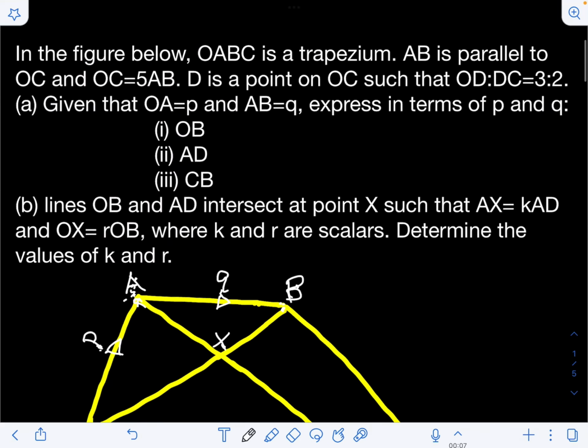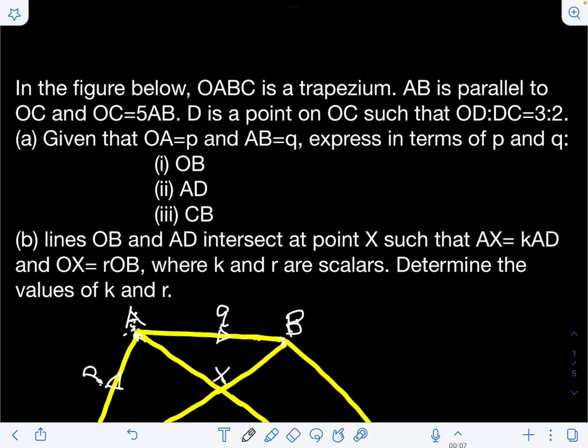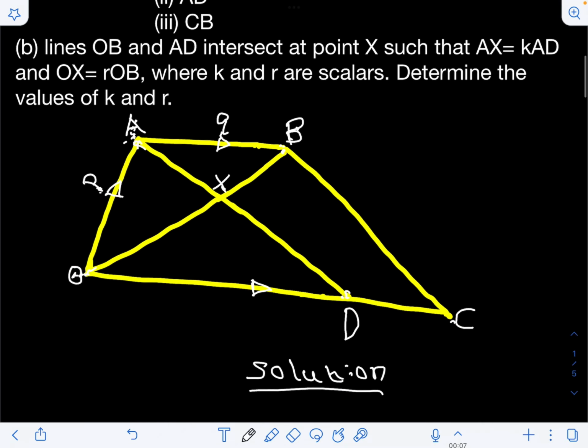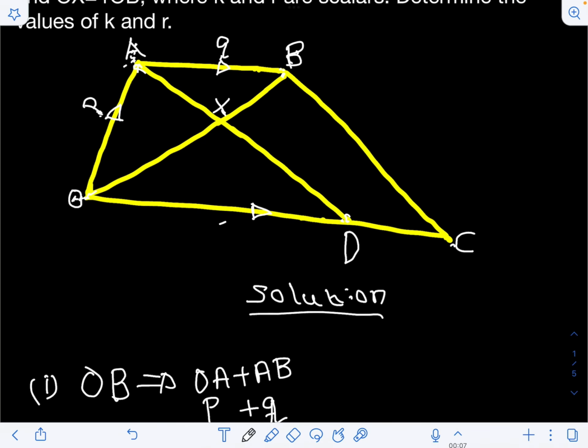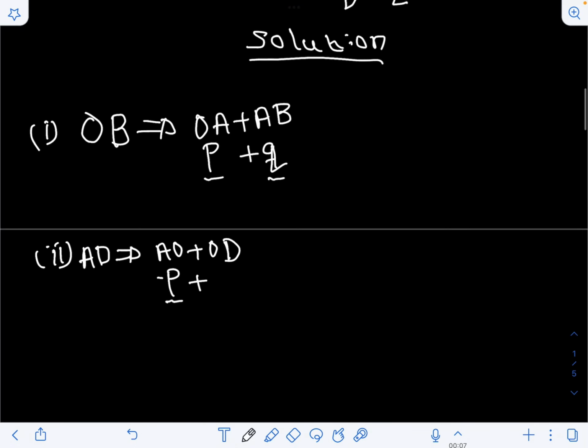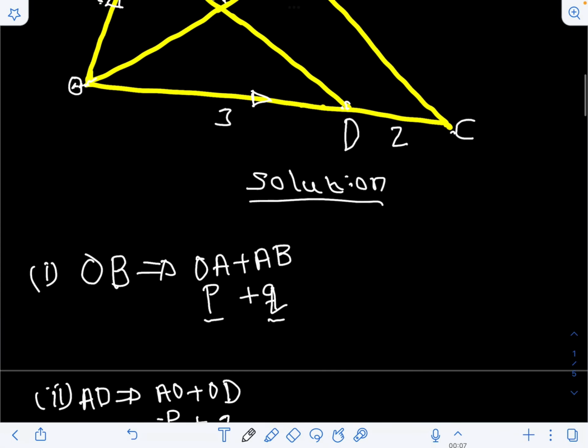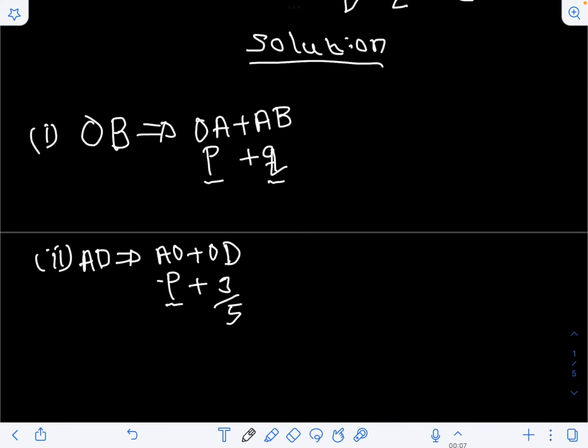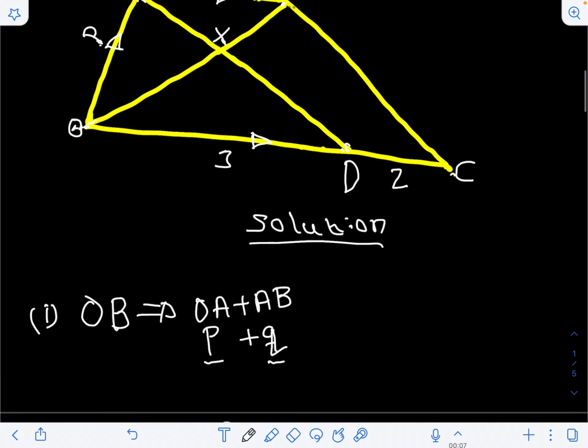Let us go back to our equation. They say that OD to DC is the ratio of 3:2. So our OD is 3 out of the total ratio, which is 5, times OC. Yes, times OC. So what's our OC?